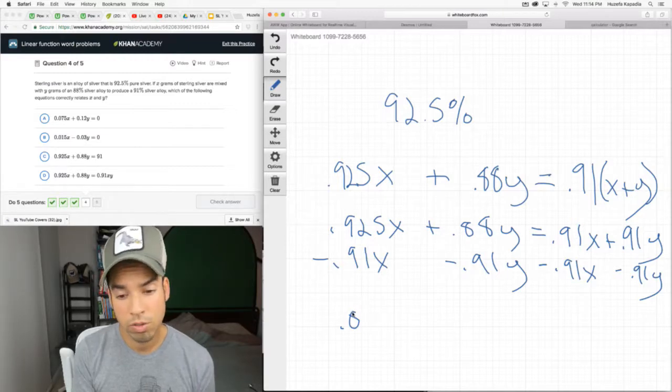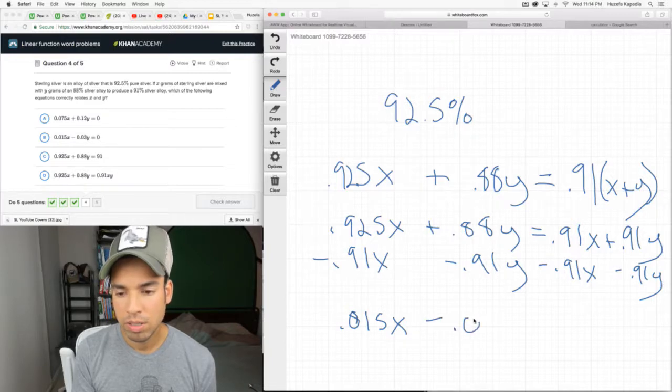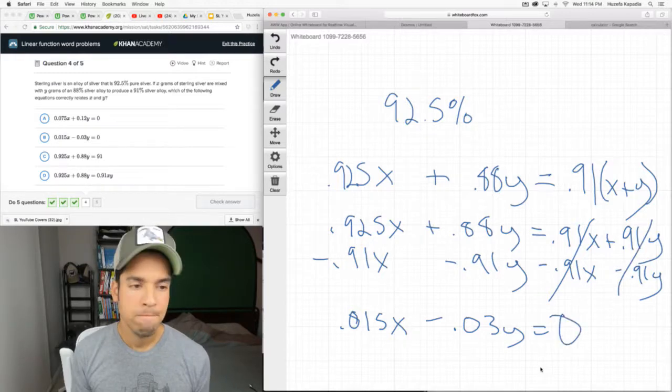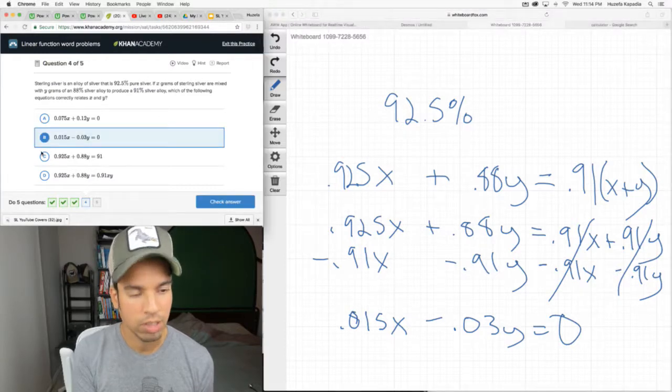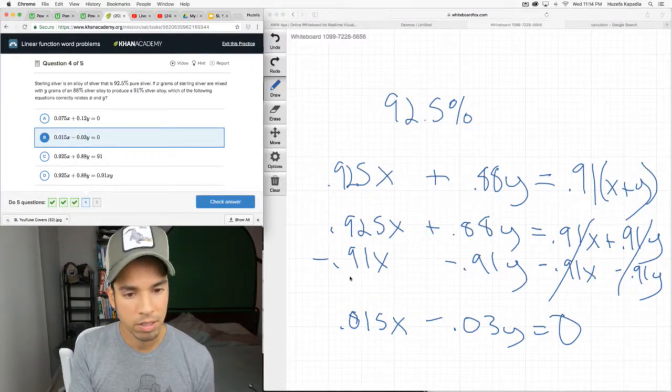This is a calculator, so use a calculator. But I can settle this: 0.015x, right? And this becomes negative, minus 0.03y. And these guys go to 0 because I'm subtracting by that much. There's our answer. Which one is the right one? It's this crazy one, which seems so counterintuitive. You would never predict that would be the answer, but it in fact is our answer.